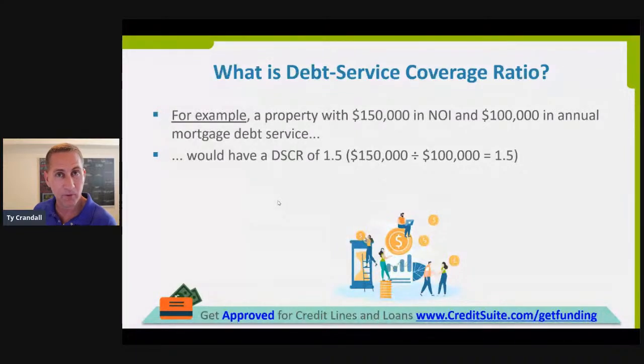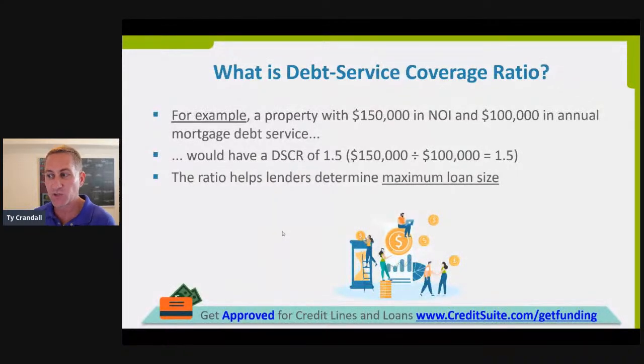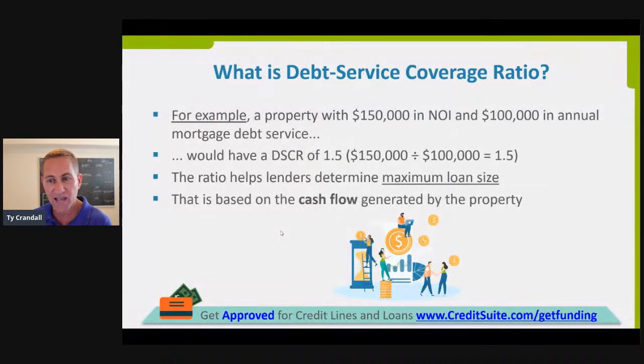Okay, 1.5. Typically, lenders want to see 1.25. So in this same example, what they want to see is that you have a $100,000 annual mortgage payment and that you have $125,000 coming in rents. That's 125 or 1.25 DSCR. That's what they really want to see, is 1.25 or higher. So this ratio helps lenders determine maximum loan size, and it's based on cash flow generated by the property.